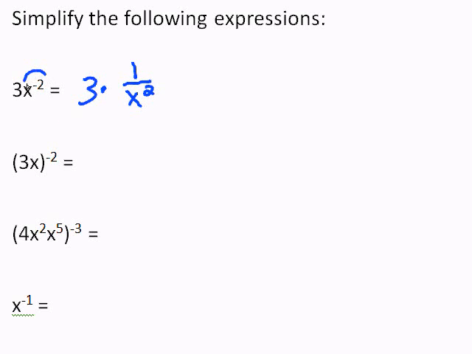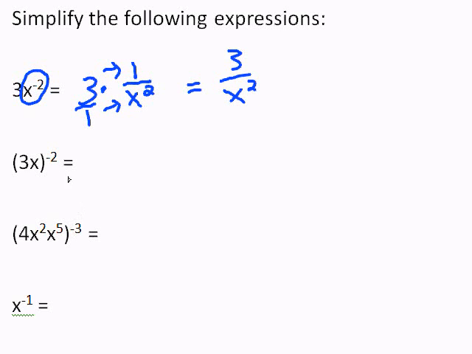Again, the only thing I took the reciprocal of was the x because it was the base that was being raised to the negative 2, not the 3. We can simplify this further by doing 3 over 1 and multiplying our two fractions, giving us 3 over x squared.